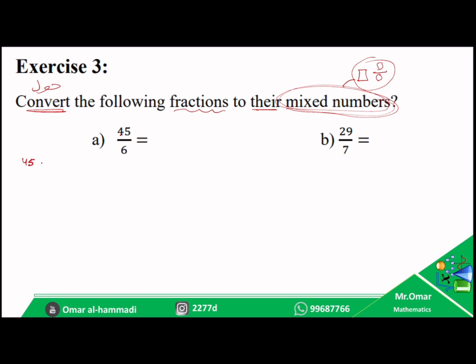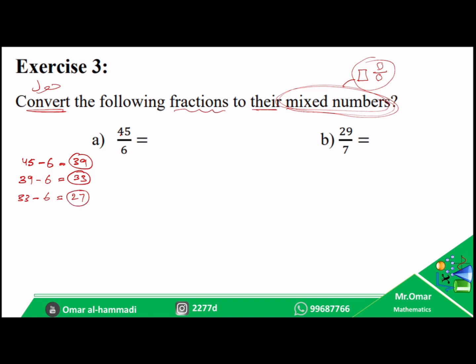45 minus 6, sorry. 45 minus 6 will give us 39. So 39 is greater than 6. Again, we will do subtraction. 39 minus 6 will give us 33. Again, 33 minus 6 will give us 27.